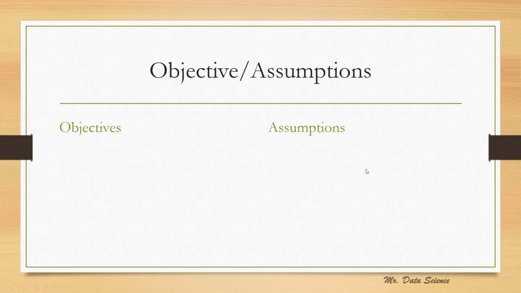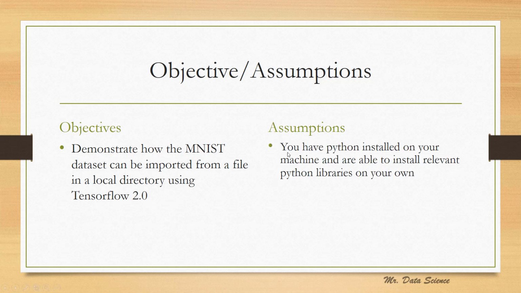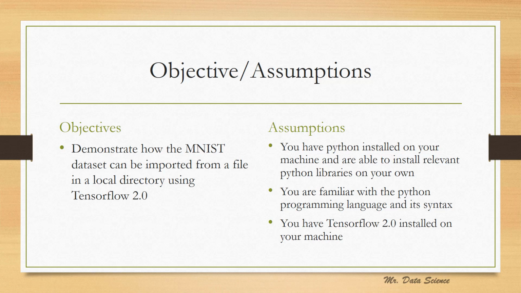Before we get started, let's go over my objective and assumptions so we are on the same page. My primary objective is to show you how to import the MNIST dataset from a file in a local directory using Tensorflow 2.0. My assumptions are, 1. You have Python installed on your machine and are able to install libraries on your own. 2. You are familiar with the Python programming language. And 3. You have Tensorflow 2.0 installed on your machine.